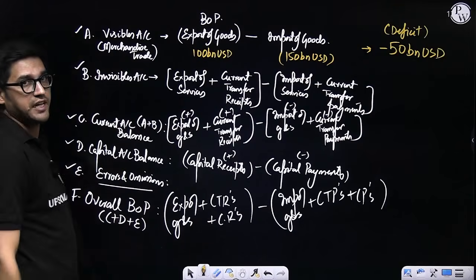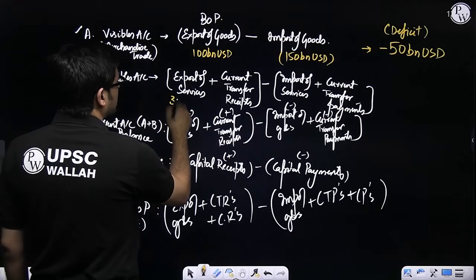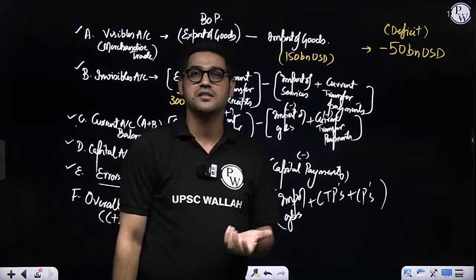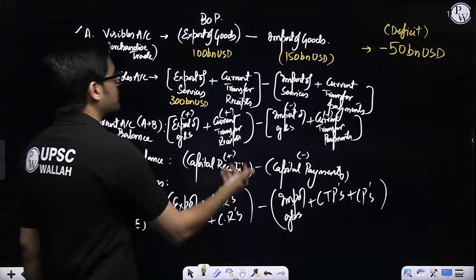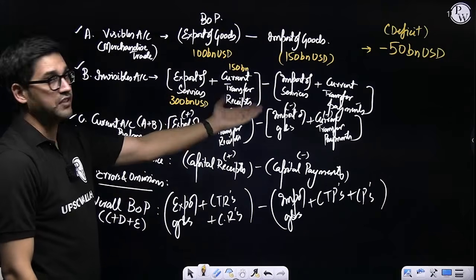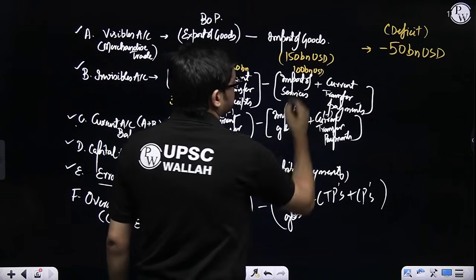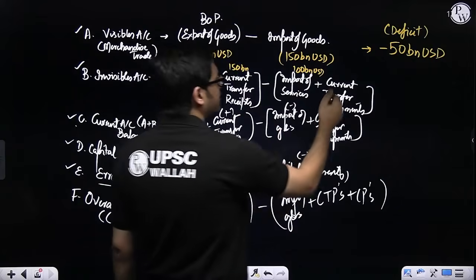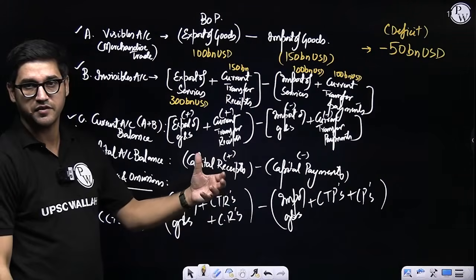Similarly, under the invisibles head, since we export a lot of our services, let us say we exported services worth 300 billion US dollars. India is one of the highest recipients of remittances from the rest of the world. It has crossed $130 billion. Let us say we received $150 billion as current transfer receipts. We also imported services, let us say worth 100 billion US dollars, while we sent $100 billion abroad as part of current transfer payments.